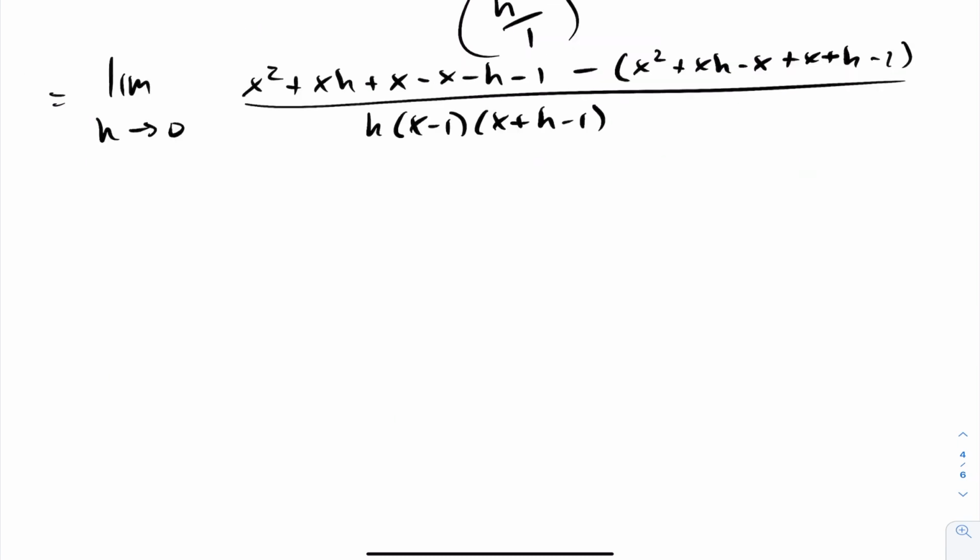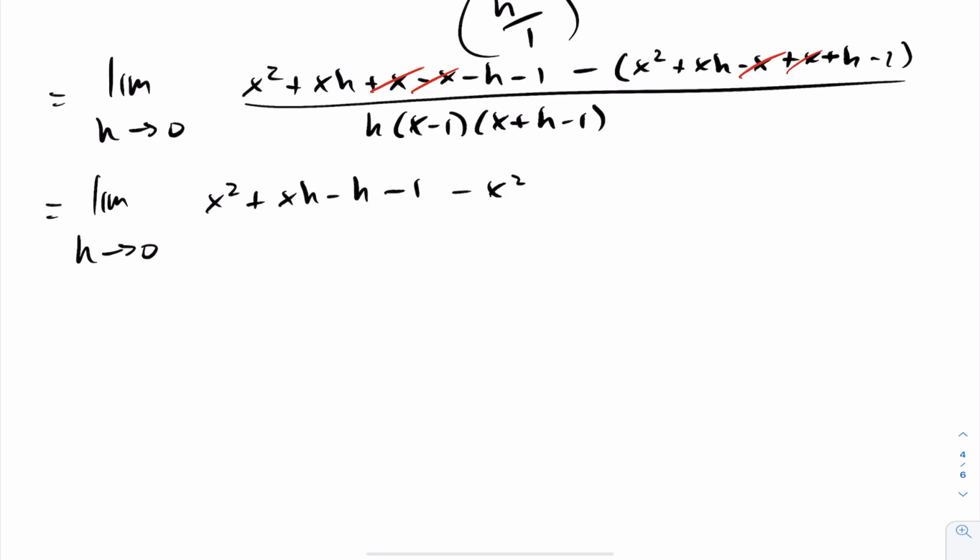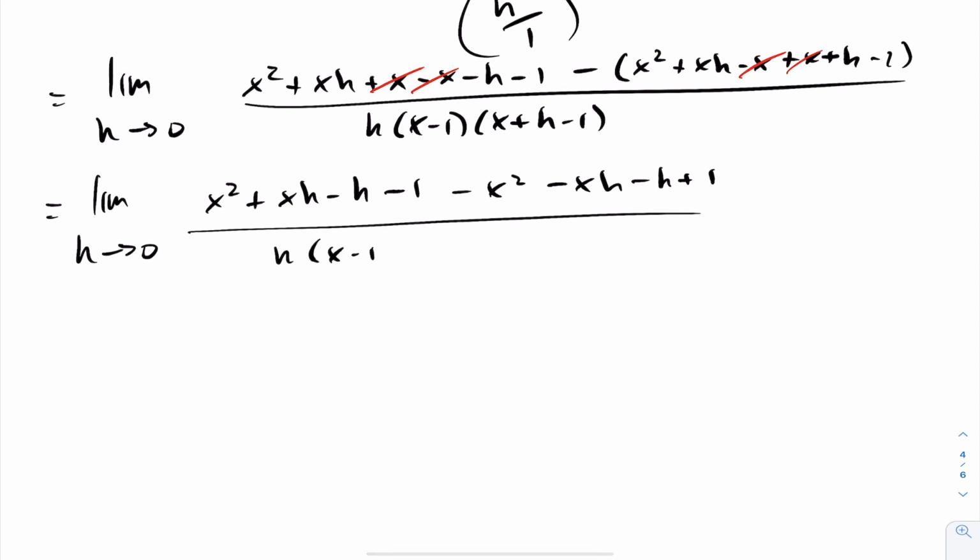So now again, I'm hoping for some cancellation, and we should get that here. I'm going to take the limit as h goes to 0. Right away, just to save us a little bit of time, I'm noticing these x's will cancel. And I'm also noticing in the brackets here, these x's will cancel. So we end up getting here x squared plus xh minus h minus 1. Distributing the minus sign, we get minus x squared minus xh minus h plus 1, all over h times x minus 1, x plus h minus 1.